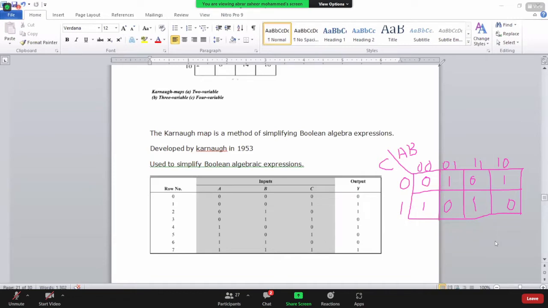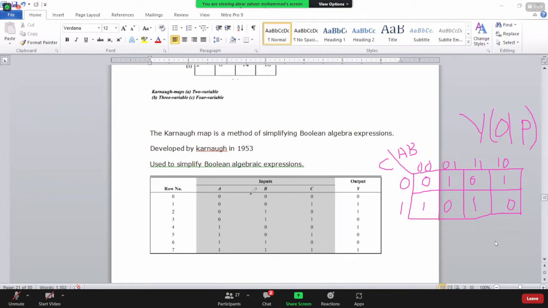In this truth table, A, B, C are the inputs and the output is Y. So we are drawing this K-map for the three variables. The input variables are A, B, and C, and the output is Y. This truth table is for Y, that is the output. For the corresponding input, we write the output in the truth table.